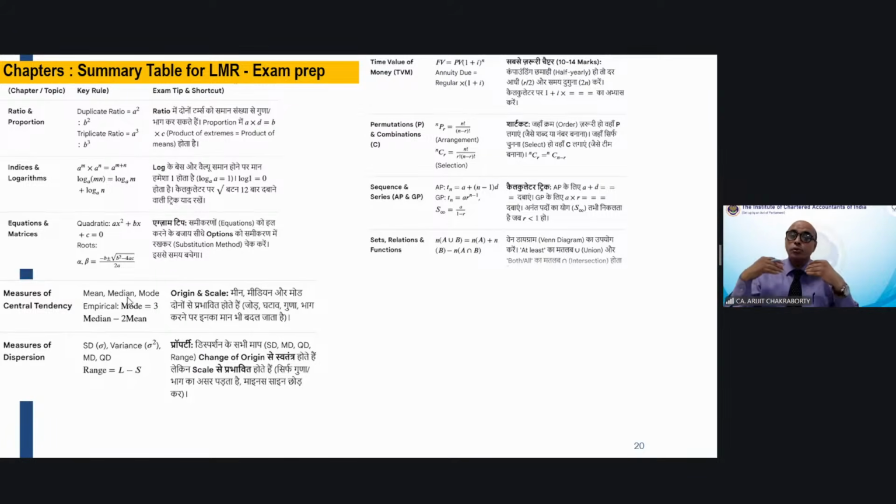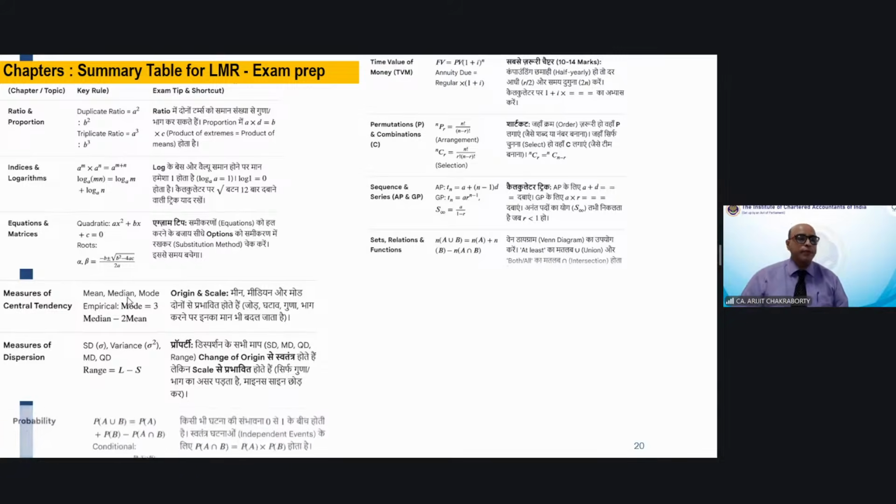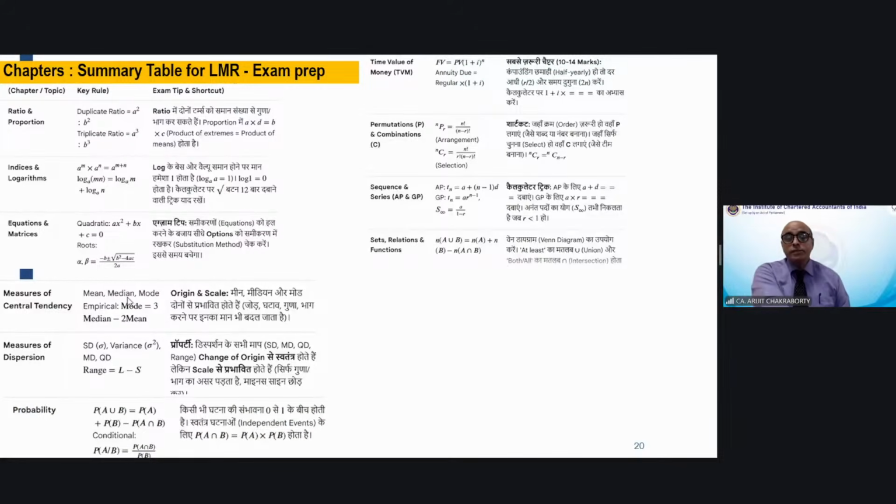यानी change of origin से स्वतंत्र है, पर change of scale से प्रभावित होता है. इस हिसाब से you have to do the problems, you have to solve the problems. Probability, please remember probability of A union B is equal to probability of A plus probability of B minus probability of A intersection B. Please remember the formula for conditional probability.